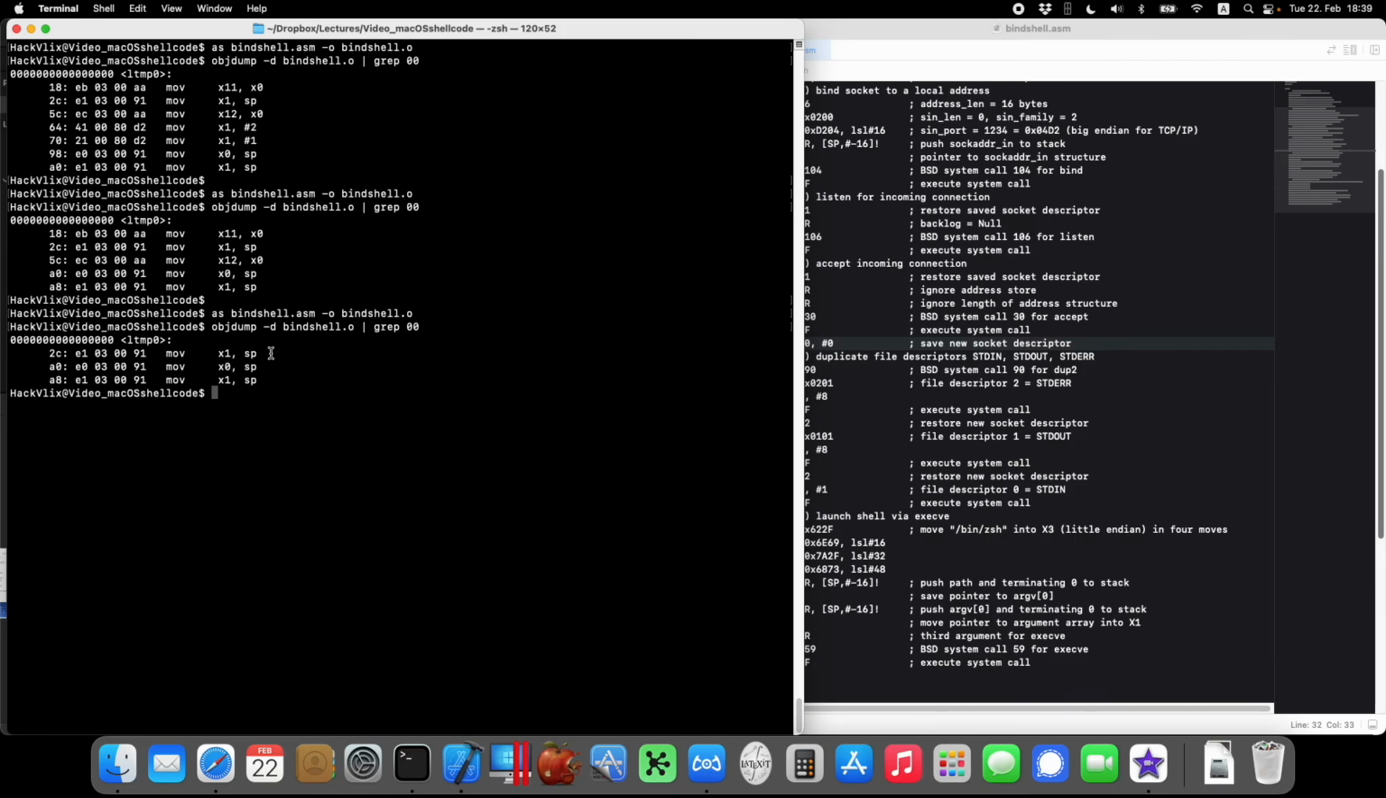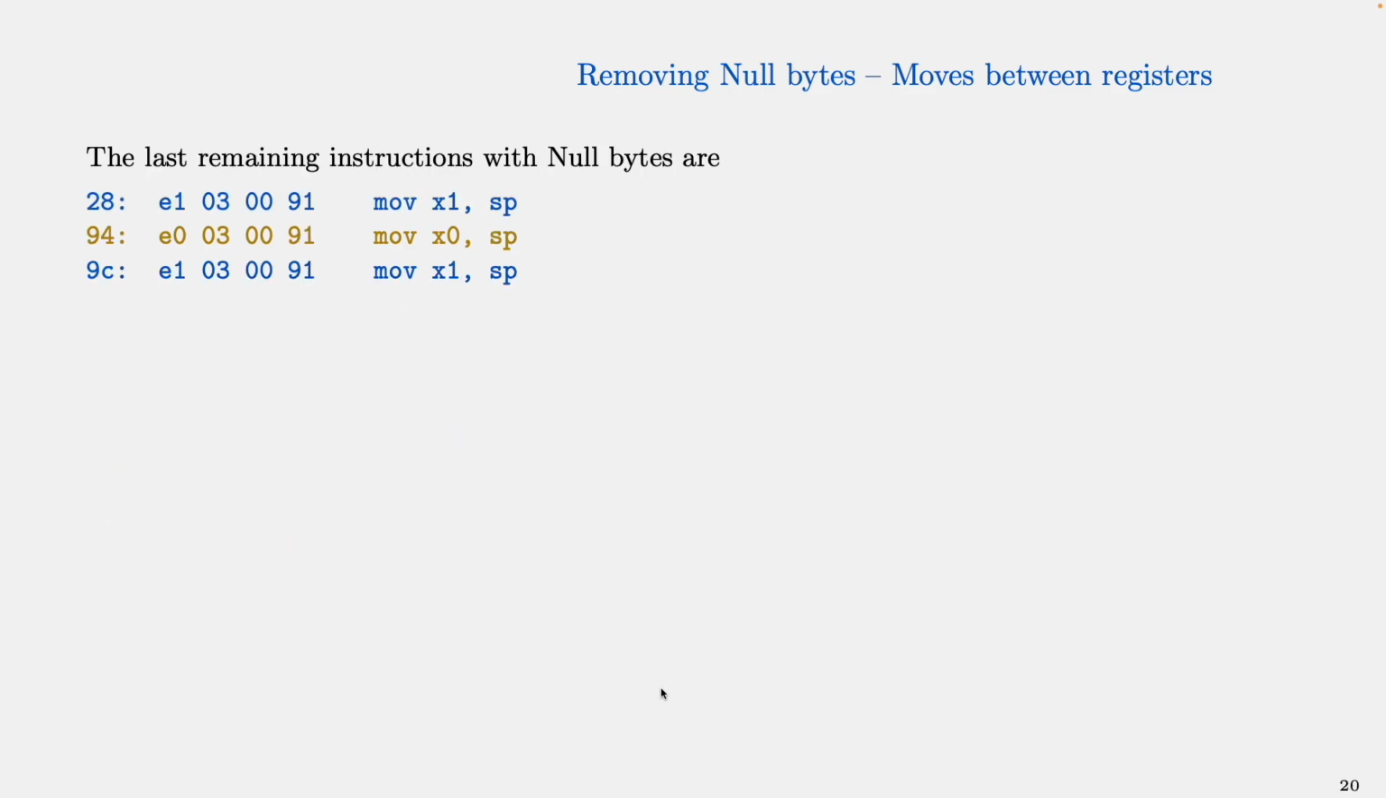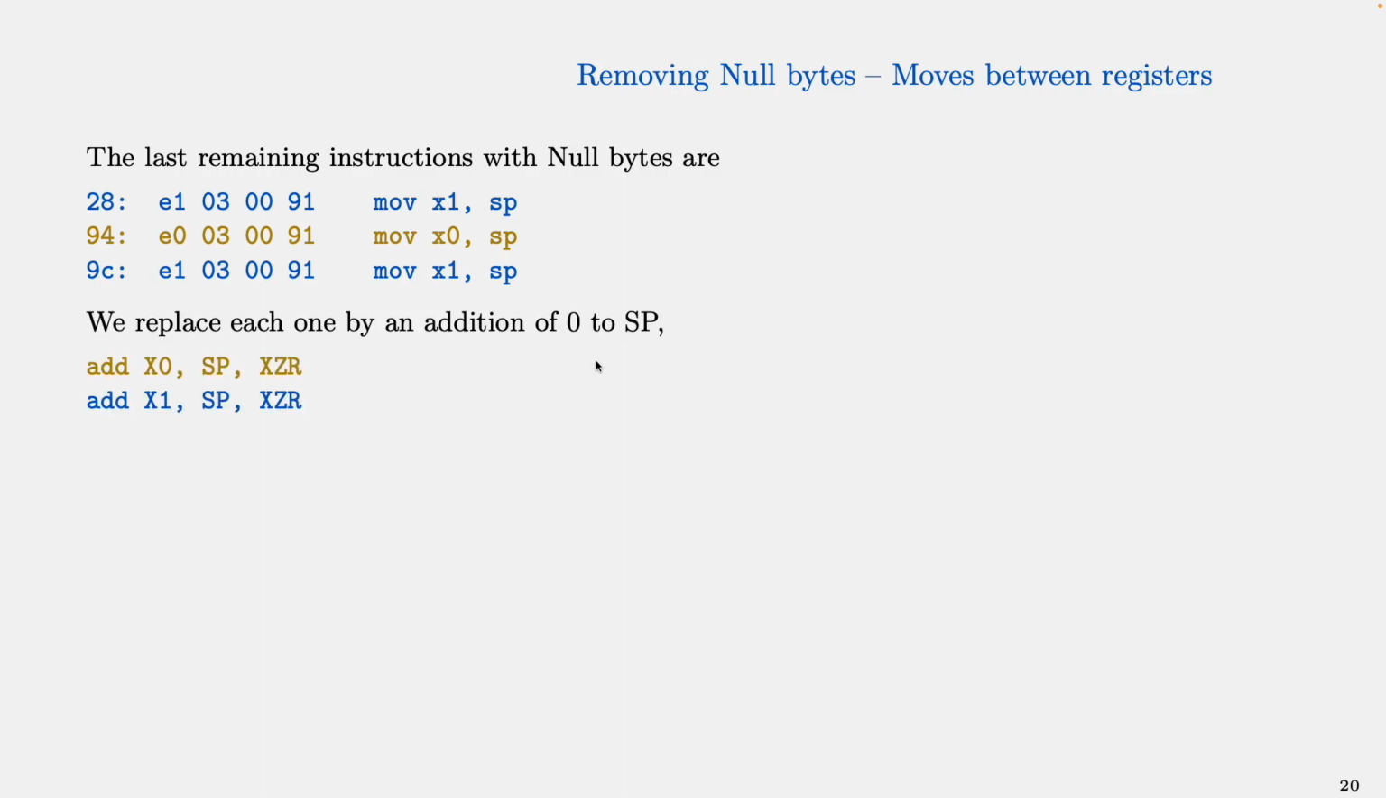And these all involve moving the stack pointer to one of the other registers. And now the thing is that an operation such as this trivial shift does not work when one of the registers involved is the stack pointer, or rather if the second argument is the stack pointer. This is simply not allowed by the ARM architecture. So we cannot do this. We need to use a different trick. So these are our remaining null byte instructions, but we can all deal with them in the same way.